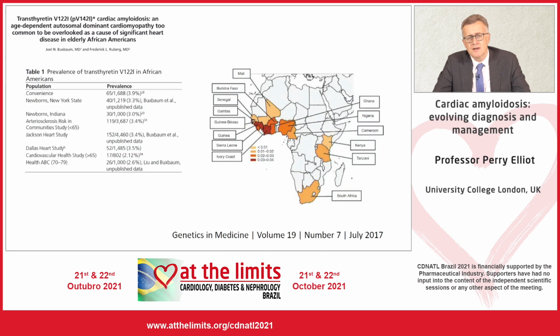With regard to the cardiac variant, the commonest genetic variant that results in cardiac amyloidosis is the V122I. And this occurs with a frequency in people of black African descent, particularly from West Africa, in about 3 to 4%. Not everybody that has this variant develops cardiac amyloidosis, but this variant is clearly overrepresented in many heart failure populations.